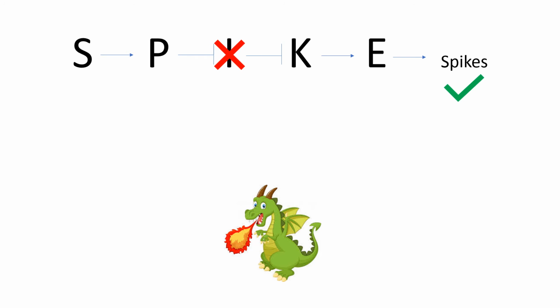Now, let's say that the I is being mutated. Because the I cannot repress the K, the K will be able to promote the E, which will allow for the development of spikes.